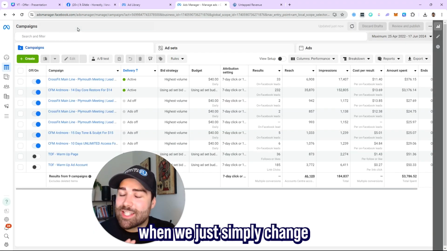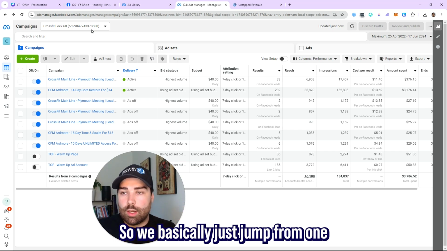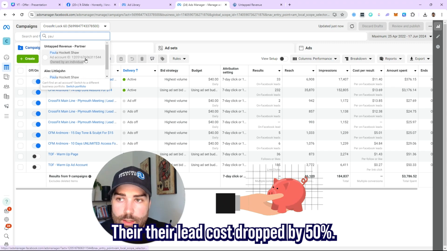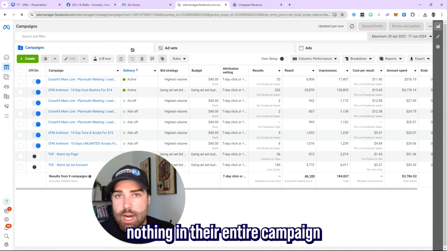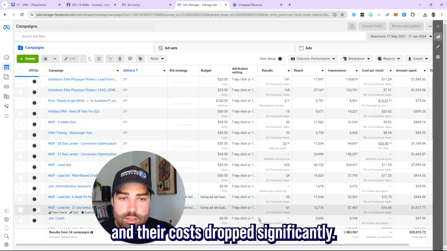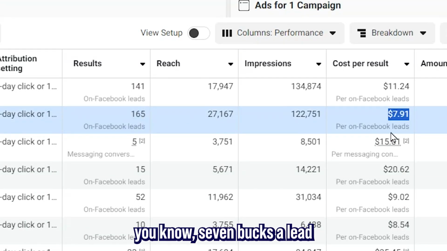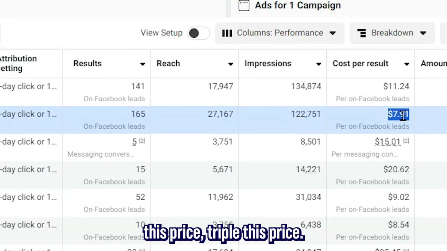However, when we just simply changed the ad account, so we basically just jumped from one ad account to the new one, their lead cost dropped by 50%. So they were spending like $20-25 a lead. We changed nothing in their entire campaign, and their costs dropped significantly. So their lead costs, $7 a lead. Before, in their old account, it was like double this price, triple this price.